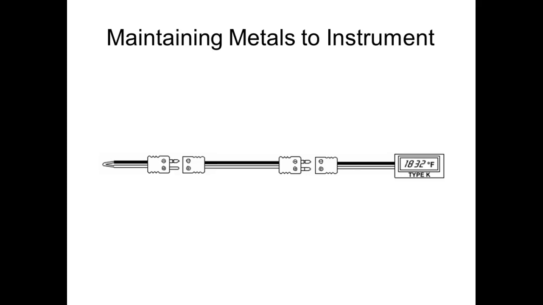So this is maintaining the metals to the instrument. That's what it says. So all these connectors and everything would have to have the what? Whatever this metal was, this would have to be the same, this would have to be the same, this would have to be the same, until it got into the instrument where it's actually measured. So on these, that's the big thing. Are we okay?